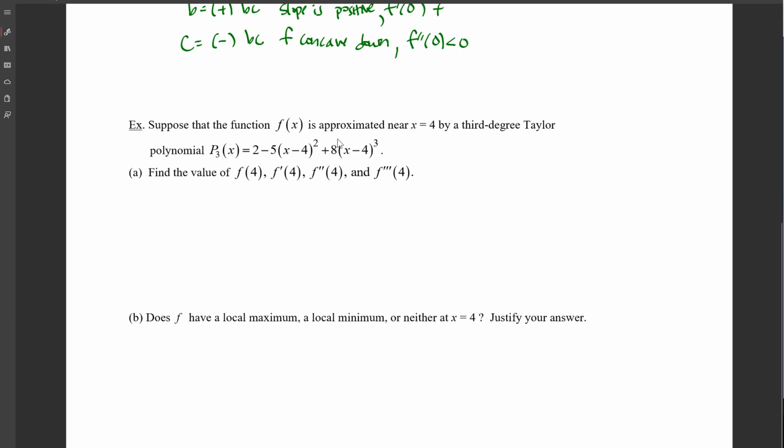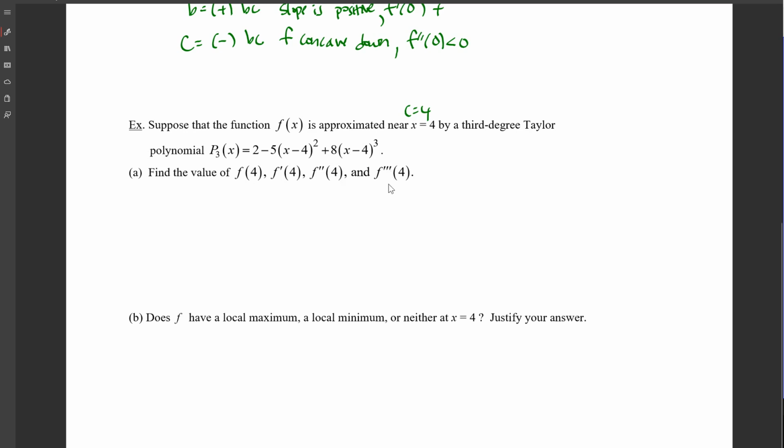Suppose the function f of x is approximated near x equals 4 by a third degree polynomial. So this means that c is equal to 4. Okay, it doesn't mean that we plug in x equals 4, but it means that when we develop this polynomial, we use the center at 4. So find the value of f, f prime, the second derivative and the third derivative all at 4.